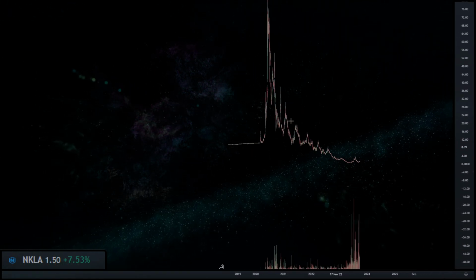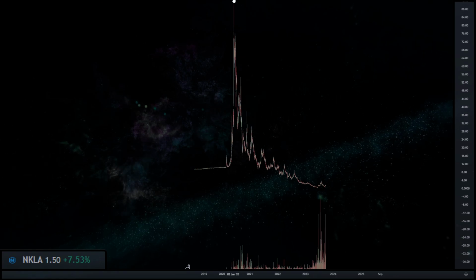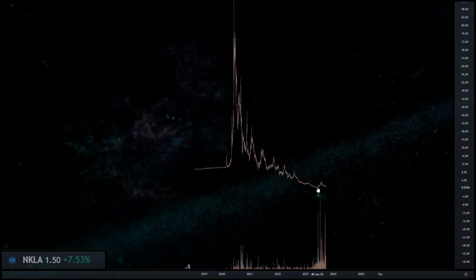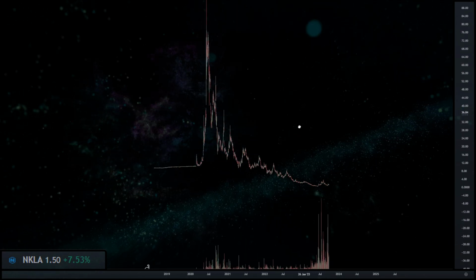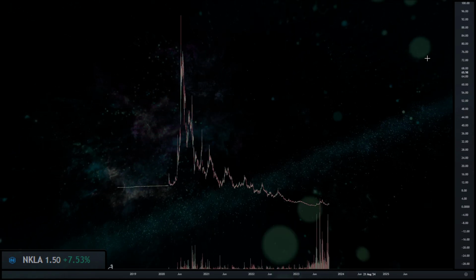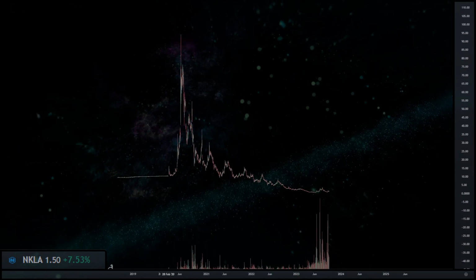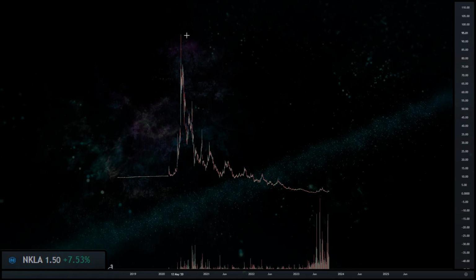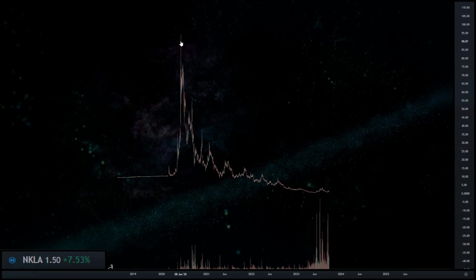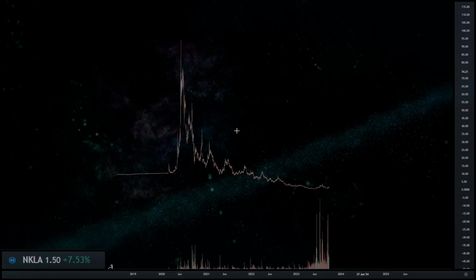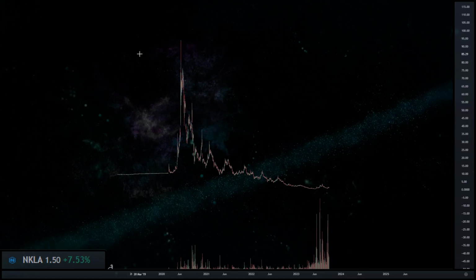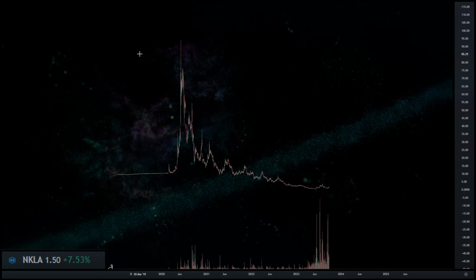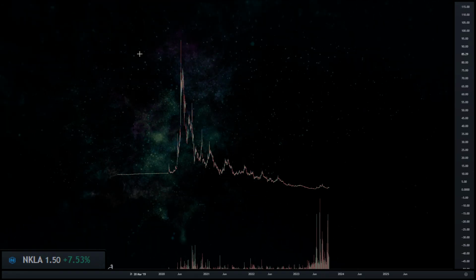This thing is a pellet. It got shorted from $93 to 53 cents. AMC got shorted from $800 to 80 cents. That's like 10 times the short, comparing it to Nikola. So think about the amount of shorting pressure AMC had versus some of these other stocks.